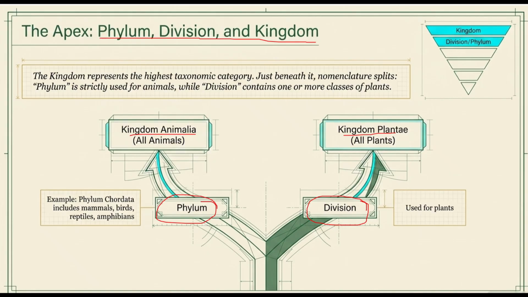So these categories contain one or more classes. For example, phylum Chordata includes mammals, birds, reptiles, and amphibians. Okay. And what is kingdom? So basically, kingdom is the highest taxonomic category, right? It is the highest taxonomic category. All plants belong to the kingdom Plantae, while all animals belong to kingdom Animalia. So kingdom represents the highest taxonomic category. Just beneath it, nomenclature splits: phylum is strictly used for animals, while division contains one or more classes of plants.